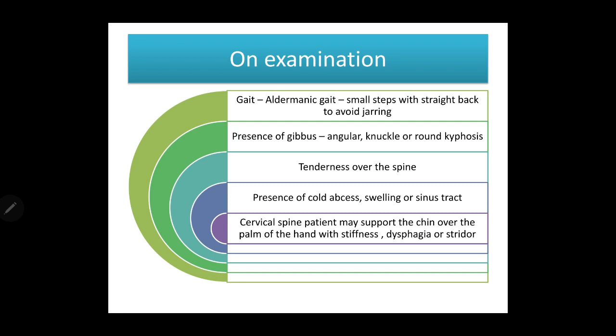Now TB spine patients have this gait not because of their attitude, but because of the pain and the spasm. They don't want to jerk their spine. Basically they don't like to have any kind of jerks, so they walk with so much care and caution, and that is why it's called the classical alderman gait, which is nothing but small steps with a straight back to avoid jarring.